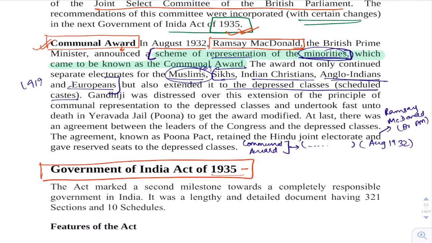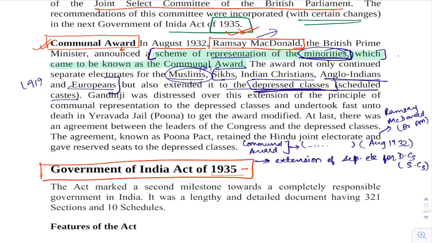So therefore इस कम्युनल अवार्ड से मैकडोनल्ड जो थे उन्होंने क्या करा कि he tried to extend it via this communal award to the depressed classes. ठीक है. So feature और important point में हम लोग लिख सकते हैं extension. अगर आपने ये highlighted वाला line लिखा है, scheme of representation of minorities, so extension of separate electorate for depressed classes or scheduled caste. ठीक है.